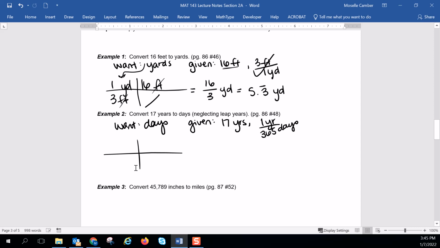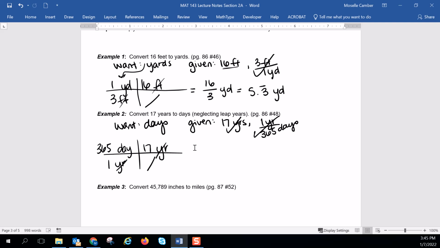Okay, so starting my table, I start with what I want, so I start with days. What do I know about days? Well, I know that 365 days is equal to 1 year. So the number with the days is 365, as 1 year. Now I have years in my table, but I don't want them, so I need to put year on top so that I have one on the top, one on the bottom, so they will cancel. And now I have 17 years, nothing else with it, so I don't have to put anything below here. Now years cancel. Remember, it's just the unit and not the number that cancels.